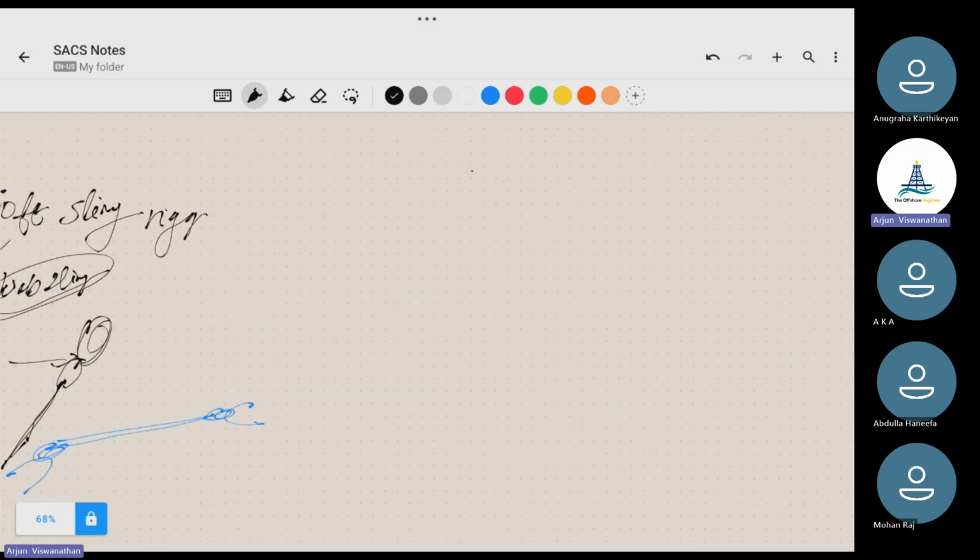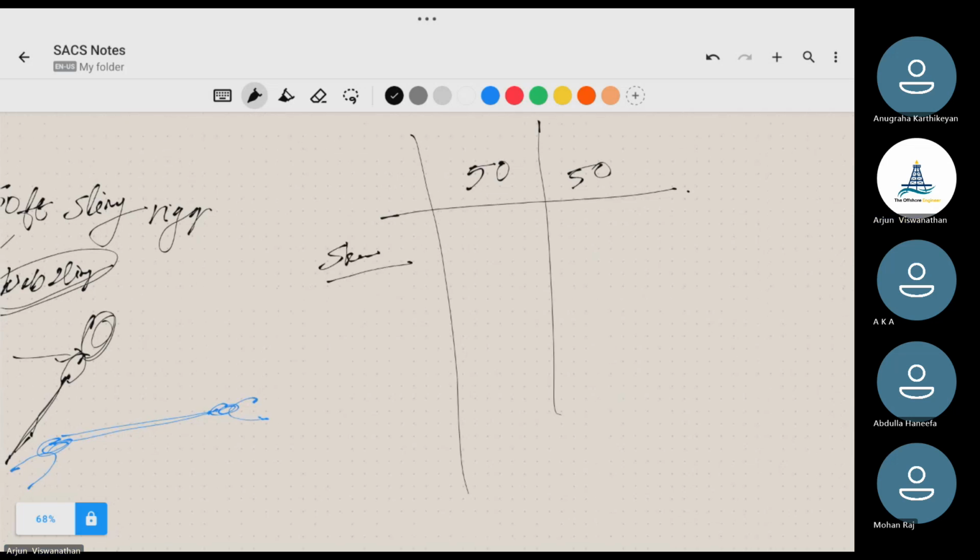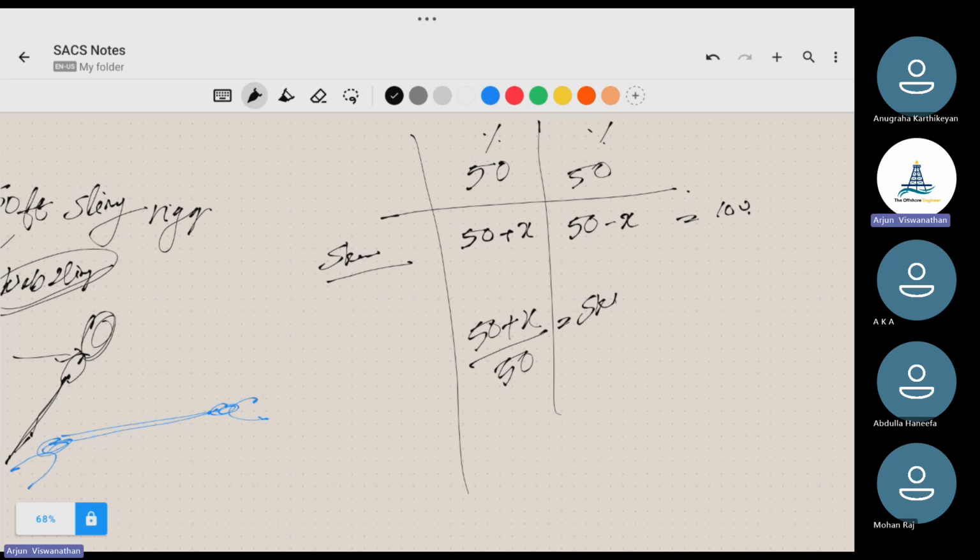Let's understand: our ideal case should be 50-50. Now, due to fabrication tolerance, skew happened. So one sling will take 50 plus X percent, and the other one will go for 50 minus X, in percent. If you sum, it will be 100. Now, the skew factor definition is this: 50 plus X divided by 50. That is the skew factor definition.